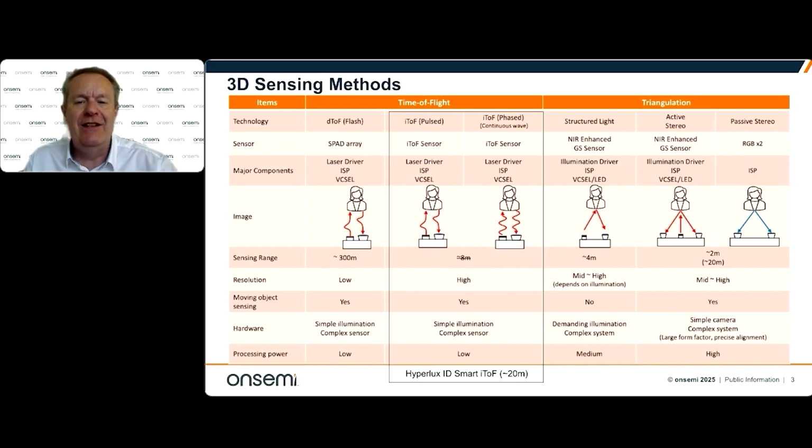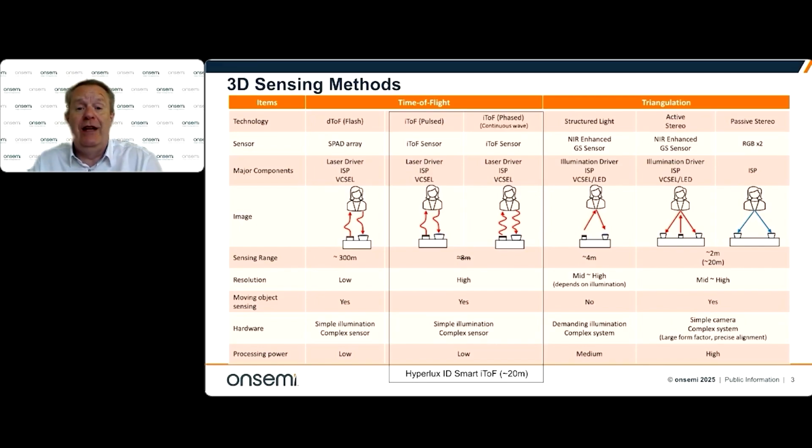Then you have active stereo, where you can have near-IR enhanced global shutter sensors with specific illumination drivers and pixels. That becomes a bit more complicated, but has the same complications. It's two cameras. It needs a complex system. It's very hard to calibrate. So really not ideal for most applications.